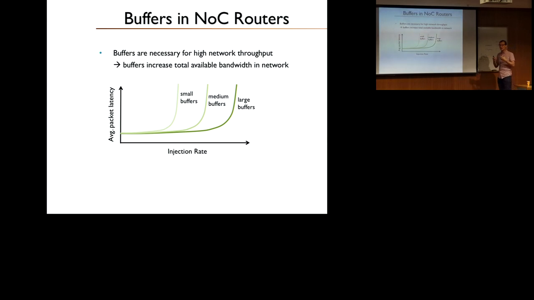If you actually want to inject into a network, and if you don't have buffers, you cannot inject into the network, basically, because your router doesn't have enough buffering. They increase total available bandwidth in the network. And this is what the curve looks like, at least pictorially.